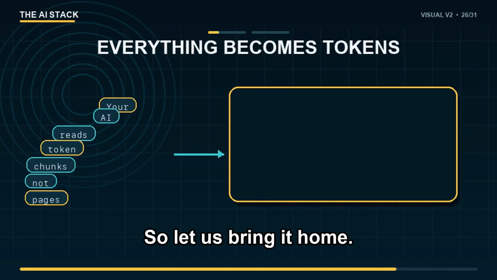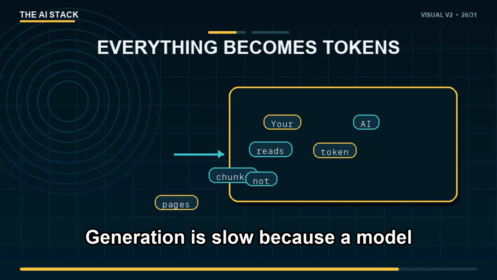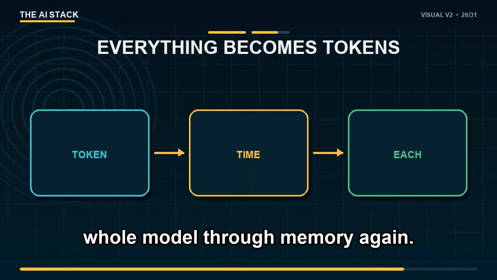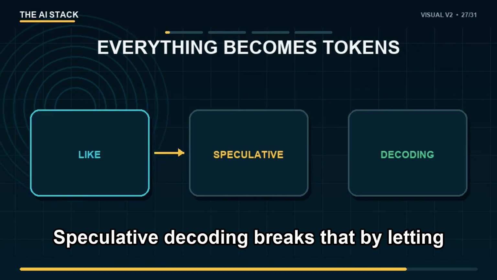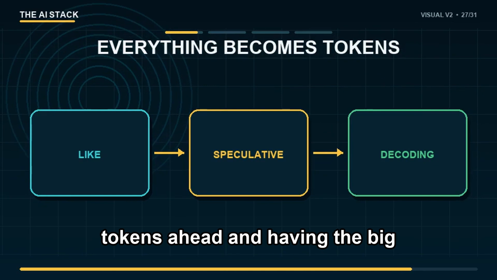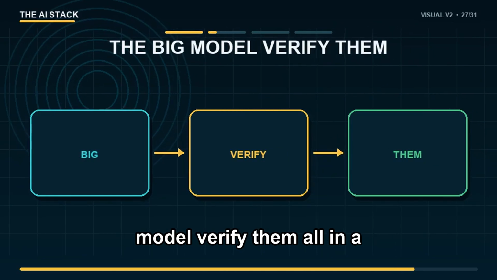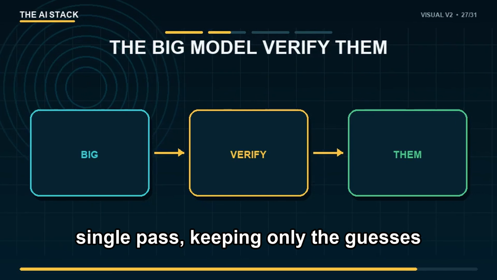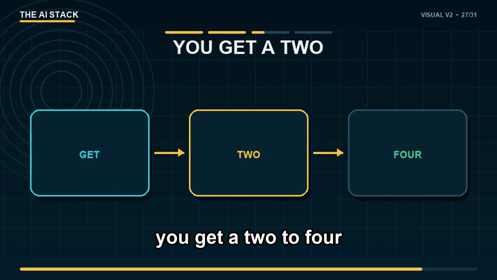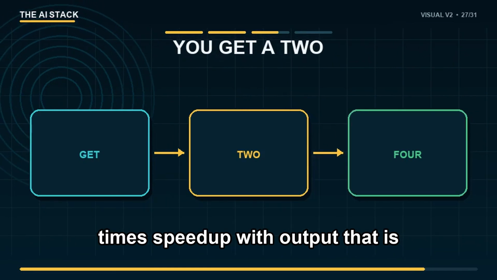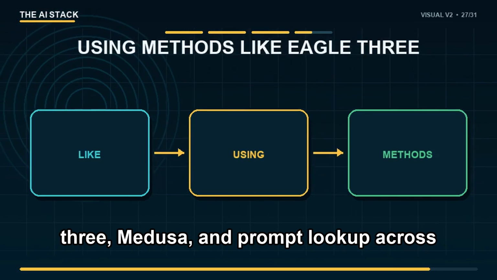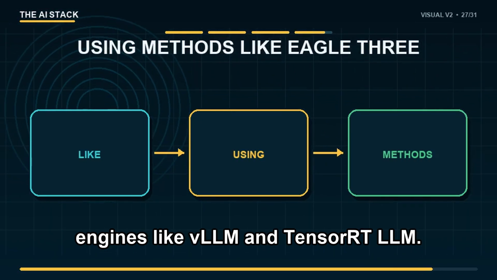So let us bring it home. Generation is slow because a model writes one token at a time, and each token means streaming the whole model through memory again. Speculative decoding breaks that by letting a small draft model guess several tokens ahead and having the big model verify them all in a single pass, keeping only the guesses it would have made itself. So you get a 2 to 4 times speedup with output that is provably identical, using methods like EAGLE 3, Medusa, and prompt-lookup across engines like vLLM and TensorRT-LLM.